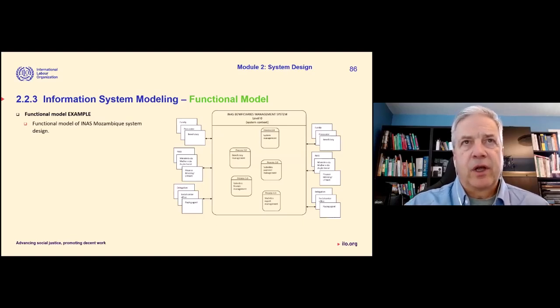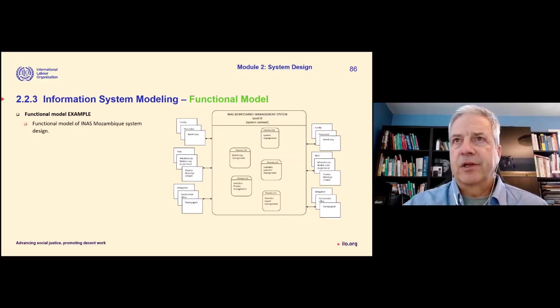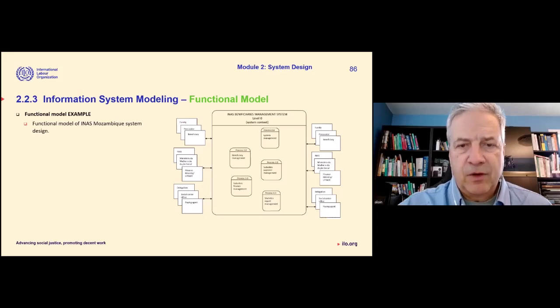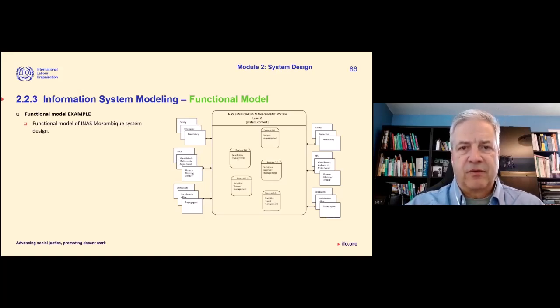So here we have a real example of a system that was built in Mozambique quite some time ago. It was a pension system for elderly and poor people. What we see here is the use of the functional model technique. The first thing we do is what we call a contextual model. So we have the frame. The name of the frame is level 0. That's the beneficiary management system. That's the name of the system. It's what we see there, the box inside this frame.